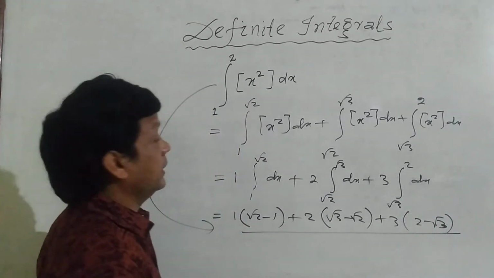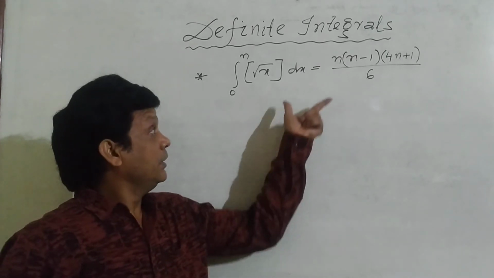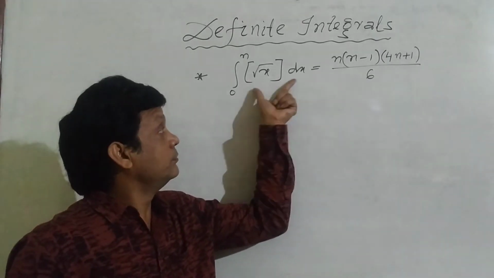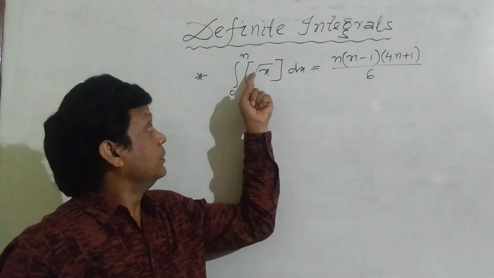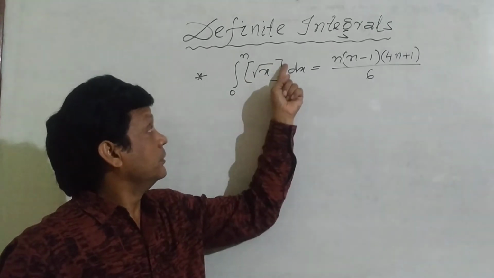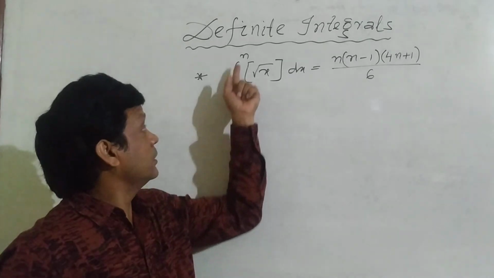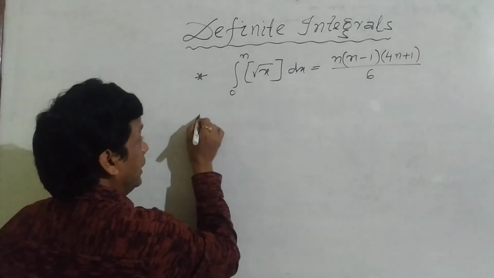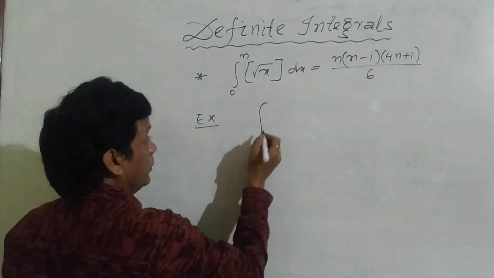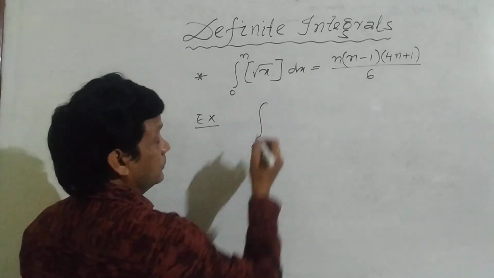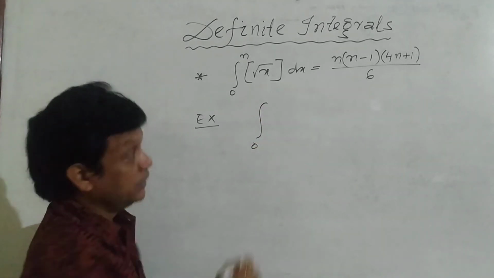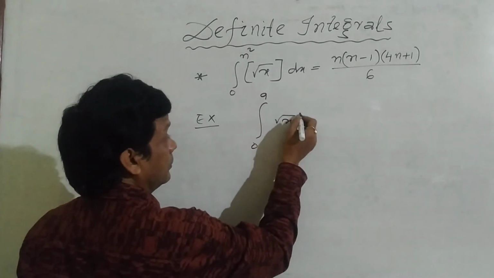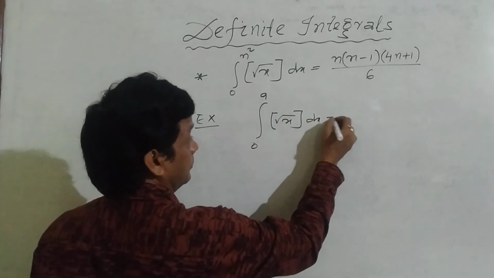Now, I am telling you another example. Here, this is an important formula which you can put directly. Integration of bracket square root of x, with the limit 0 to n square, equals n into n minus 1 into 4n plus 1 by 6. See here, I am giving an example. 0 to 9.